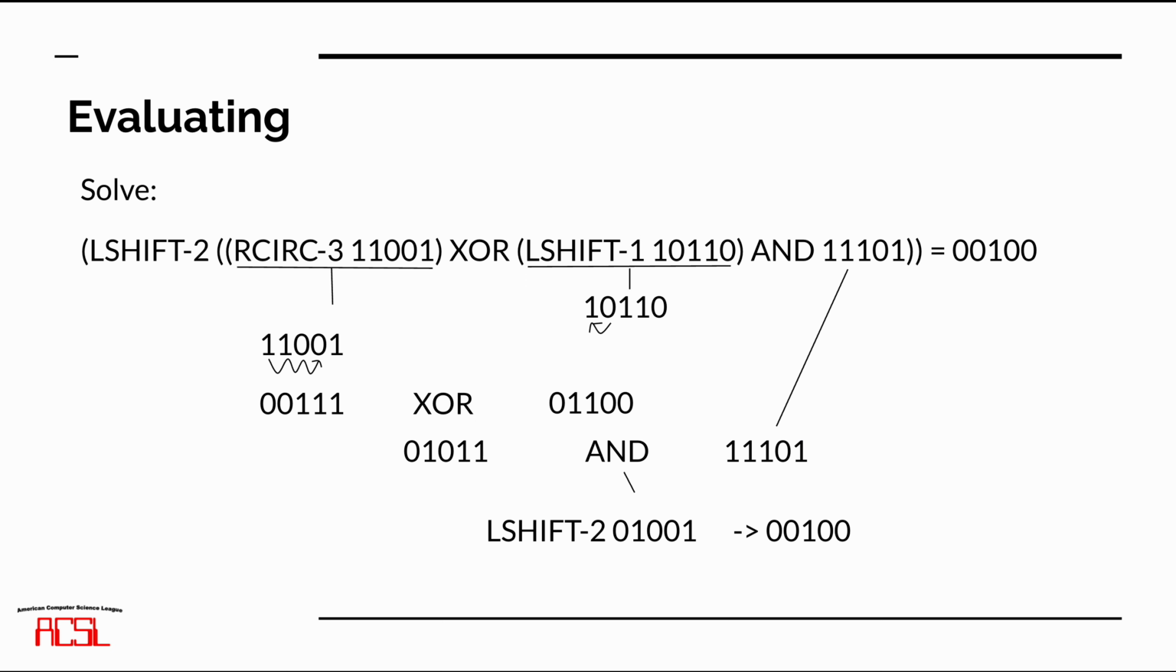This is an example of solving for a string here. So we're going to start off with our innermost string. We have right circle 11001. That means that we're drawing an arrow. This 1 should end up in the position of this 0. So we're shifting it, and this is how it ends up looking, 00111.